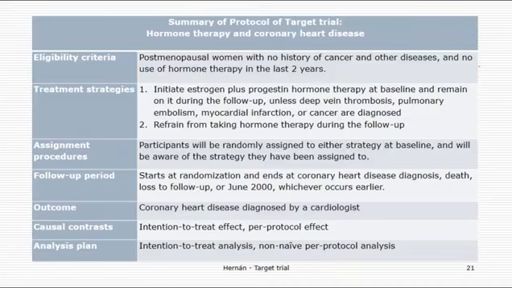The first thing that we had to do is this outline of the target trial. We state what the eligibility criteria are, what two treatment strategies we are going to compare, how we are going to assign people to the treatment strategies, the start and end of follow-up, the outcome, etc. That's the first thing, just an outline of the target trial.